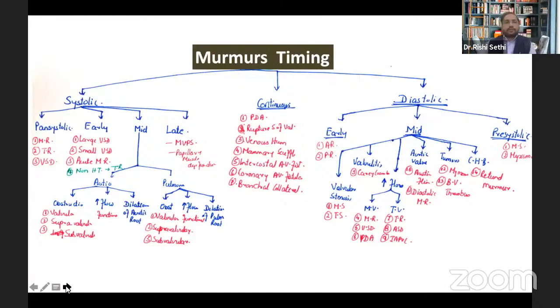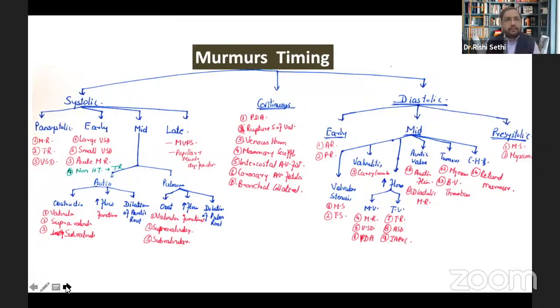All mid systolic murmurs can be classified as ejection systolic murmurs. They will be spared S1, they will start after S1, they will finish before S2, and they will have a crescendo-decrescendo pattern. They can be flow murmurs, or murmurs of various outflow obstructions of the aortic and pulmonary valve.